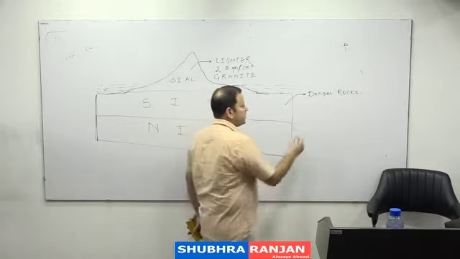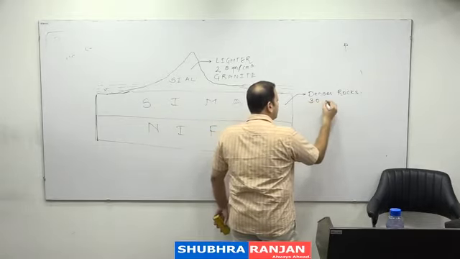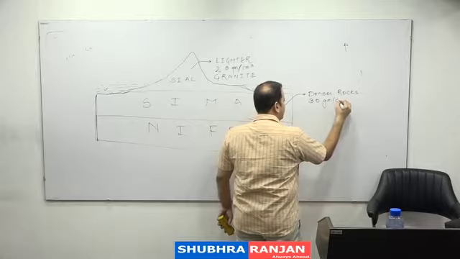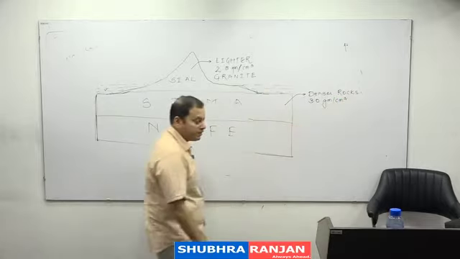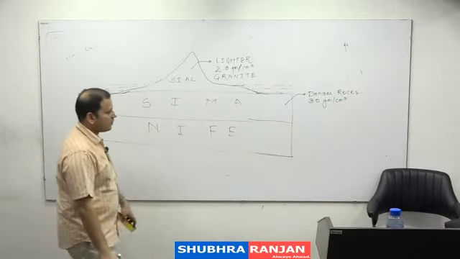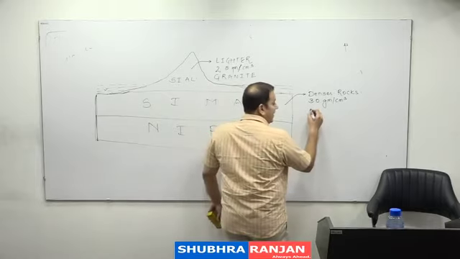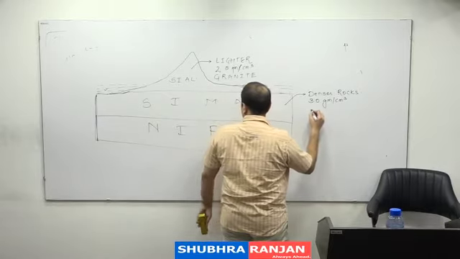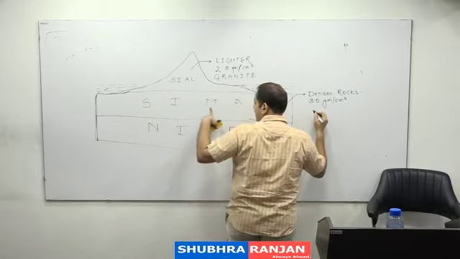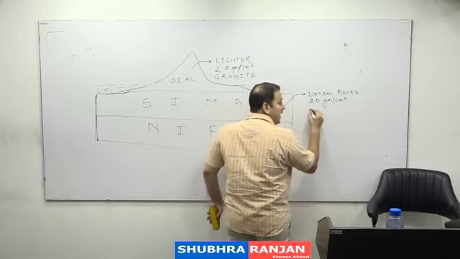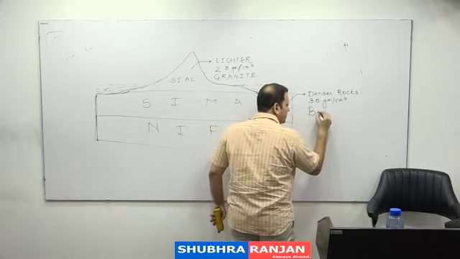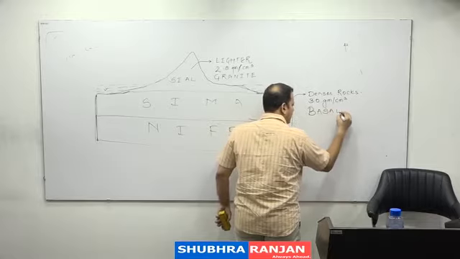Having a greater density of around 3 grams per centimeter cube. And here, why is it denser? Because it is dominated by magnesium, etc. And they say these rocks are basalt.